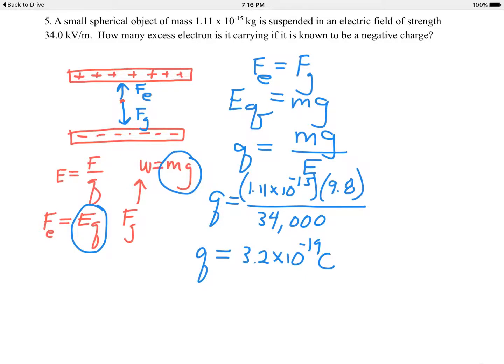What it says in the problem, though, is how many excess electrons is it carrying. It's probably got lots and lots of electrons, but what's the net charge? Well, the net charge is 3.2 times 10 to the negative 19th, but how many electrons is that? Most of us can probably see it without actually writing it down, but if I take that total charge, 3.2 times 10 to the negative 19th coulombs, and divide by the charge of one electron, 1.6 times 10 to the negative 19th, how many electrons does it take to make 3.2? Well, it takes 2. The answer to the problem is 2. There are 2 excess electrons on that particle.